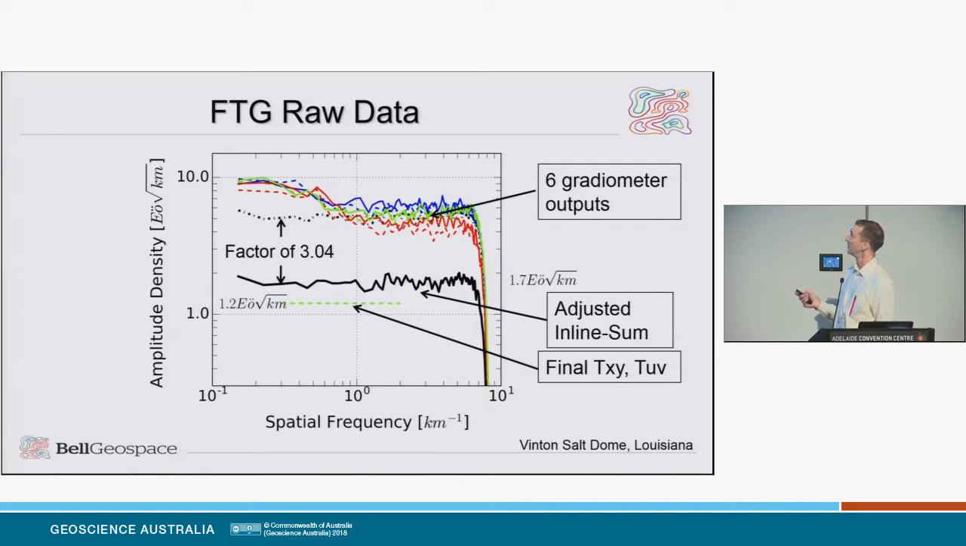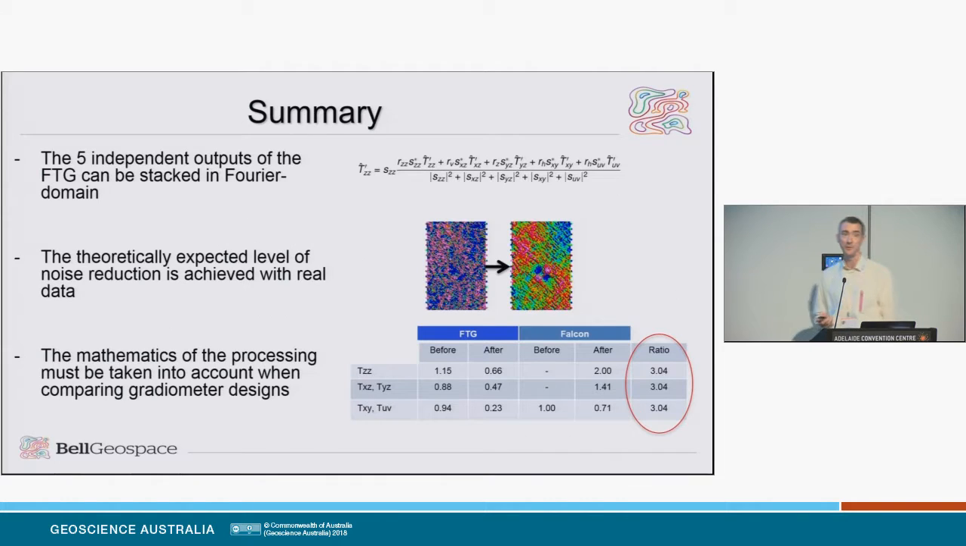And that comes in at 1.7 E per root kilometer. And then you get an extra square root 2 when you do the processing to get the 1.2 E per root kilometer that we were seeing previously.